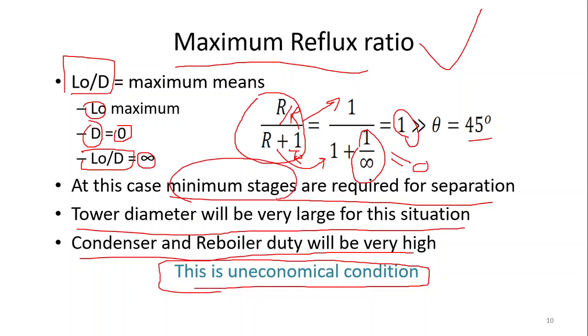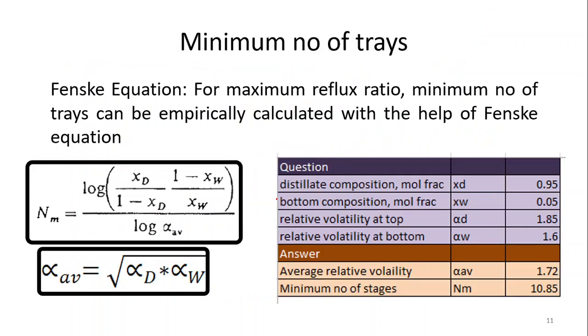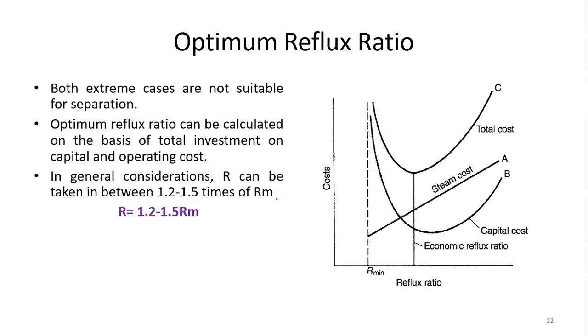So overall, we cannot go for the minimum reflux ratio, and we cannot go for the maximum reflux ratio. So what is the solution? The solution is the optimum reflux ratio. Both extreme cases are not suitable. The optimum reflux ratio can be calculated based on the total investment, the capital and operating cost. In general calculation, the optimum R can be taken between 1.2 to 1.5 times the minimum reflux ratio value.